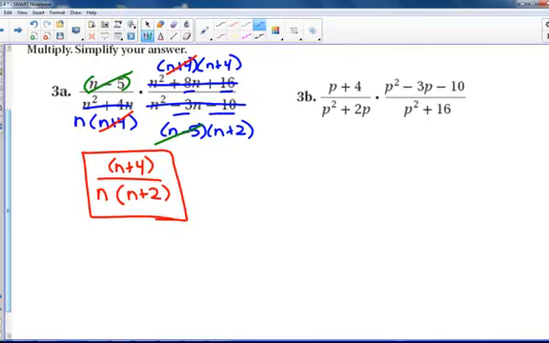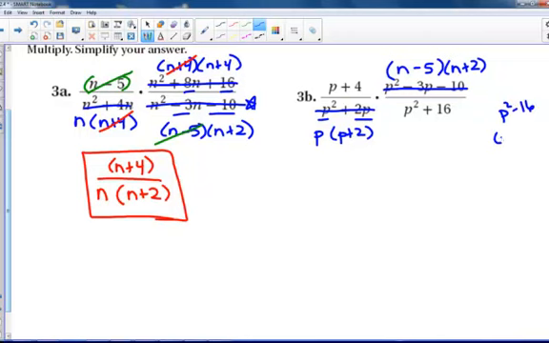Greatest common factor of the binomial here, that would be p times p plus 2. Factored. In the numerator, I just factored that right here: n minus 5 times n plus 2. P squared plus 16, that's not factorable. If I had p squared minus 16, that'd be p plus 4, p minus 4. That gives me p squared minus 16, but remember that has to be a minus. This is not factorable. That's prime, so that just stays like that.